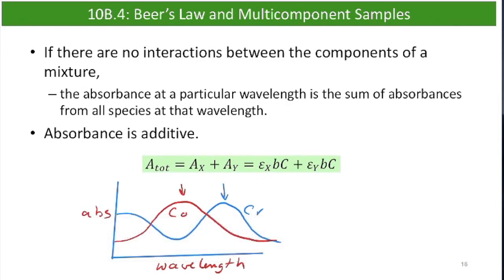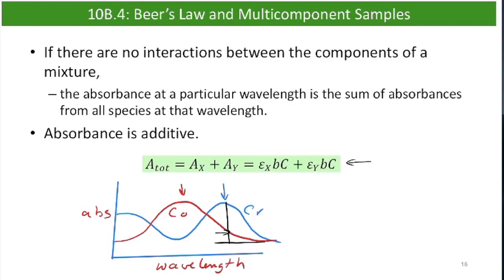Now if we choose the maximum wavelength for chromium, right here, you can see that there's a little bit of absorbance also from the cobalt. So when you measure the mixture at that particular wavelength, you're going to get a signal both from the chromium and from the cobalt, a sum of both of those signals. So absorbance is additive, and again, this is if there is no interaction between those compounds. To determine the concentrations of each component, you would use an equation like this. We're essentially adding 2 different Beer's laws, the Beer's law for component 1 and the Beer's law for component 2, and solving a simultaneous equation.